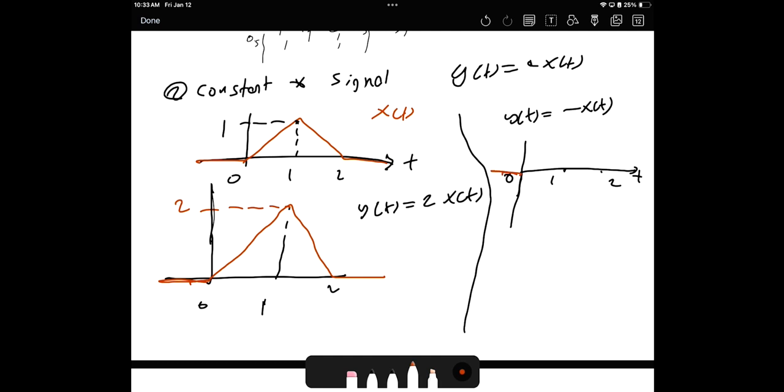So here is 0, here is 0, then 1 times -1, it will be -1. So it will reach -1. Okay? Does this make sense? So this is called time scale. And the other thing, which is multiplication of signals.